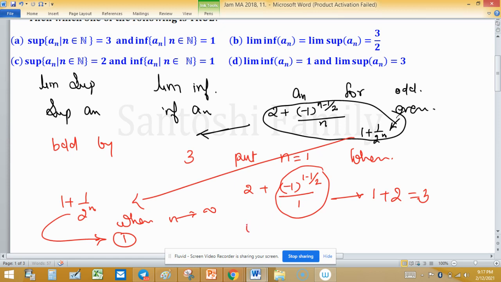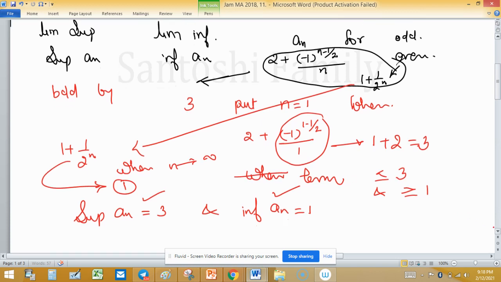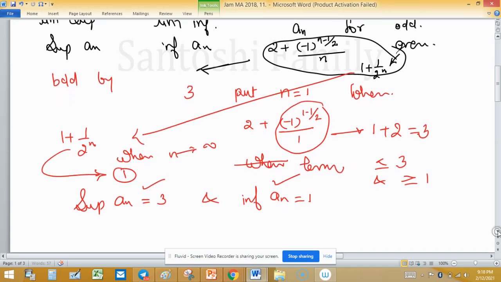It means all terms are less than or equal to 3 and greater than or equal to 1, which means supremum of a_n is 3 and infimum of a_n is 1. Two things up to here we know. Now come to the point of limit inferior and limit superior.